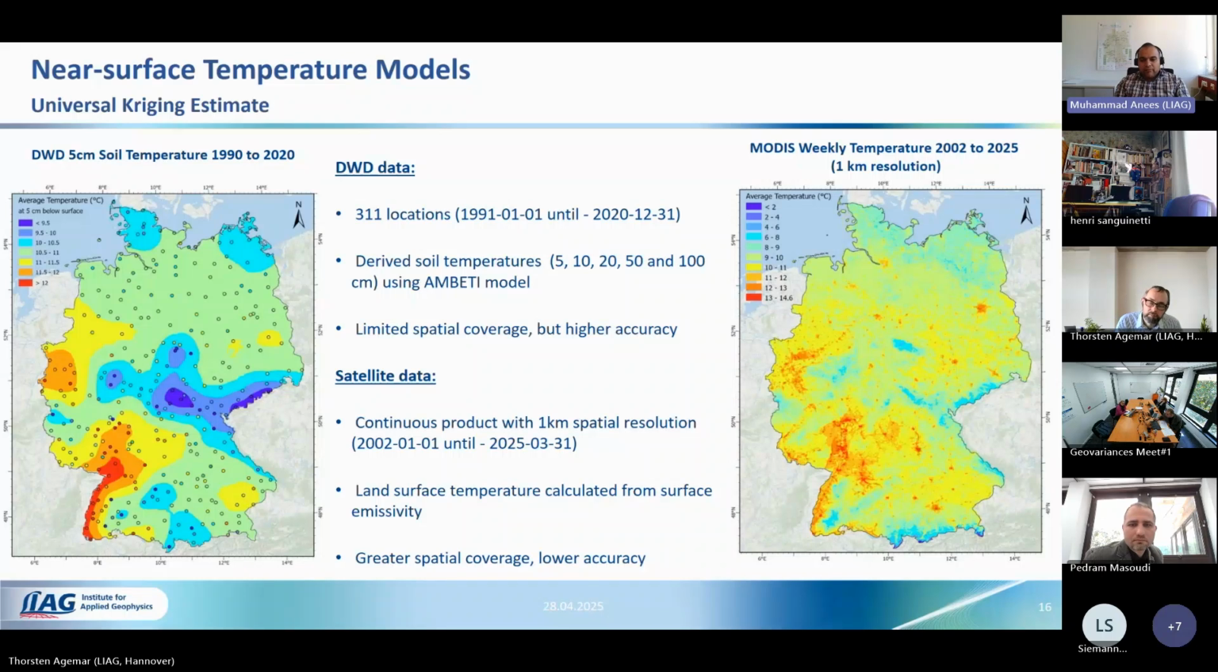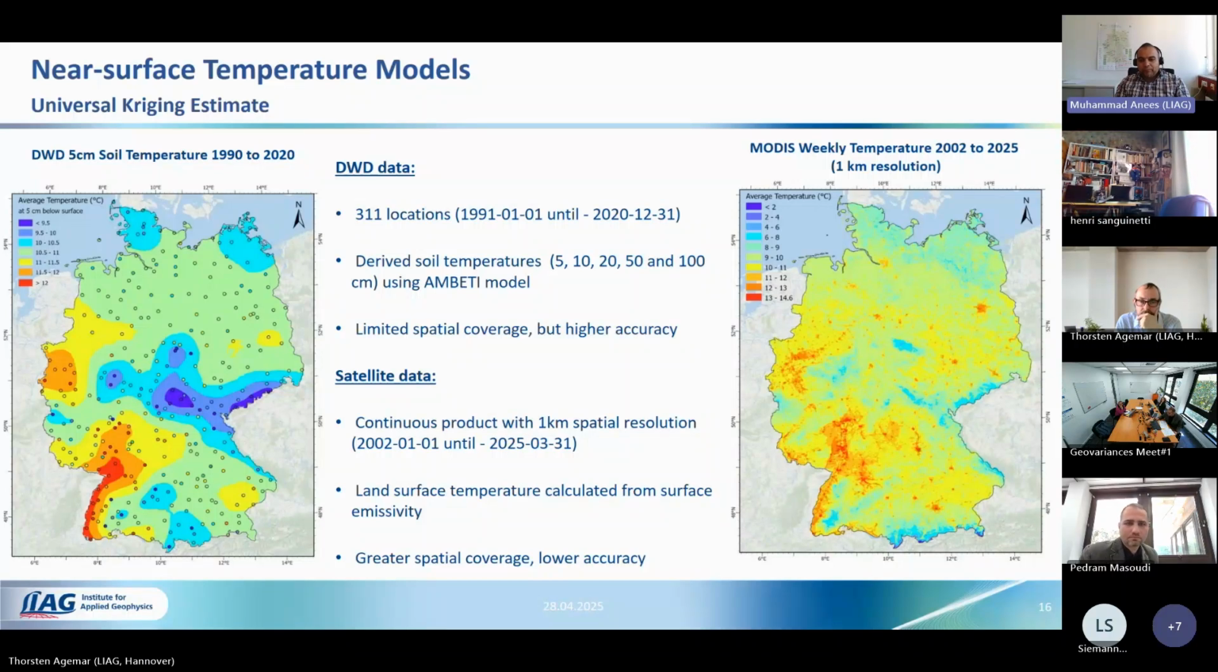The data these satellites collect is in the form of land surface emissions, as thermal infrared imagery, and from them the surface temperature is derived. This is like a weekly product. Every 8 days they collect one image for the last 23 years, and from these 23 years we calculated the average. Although it has a lower accuracy, its coverage is everywhere in Germany.